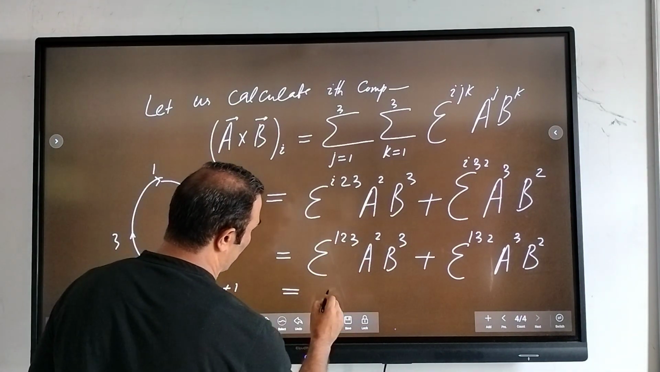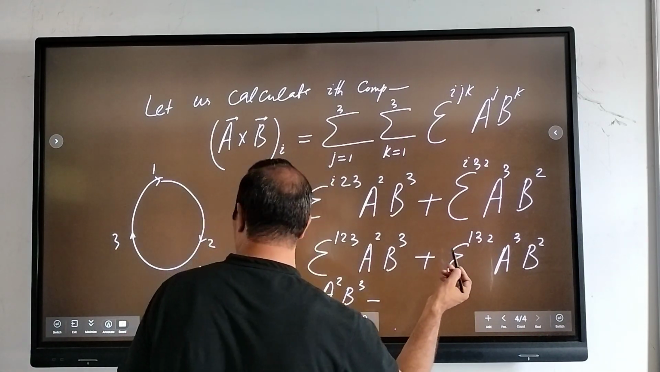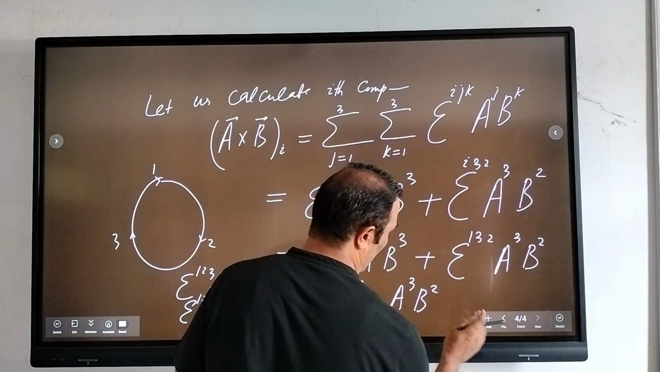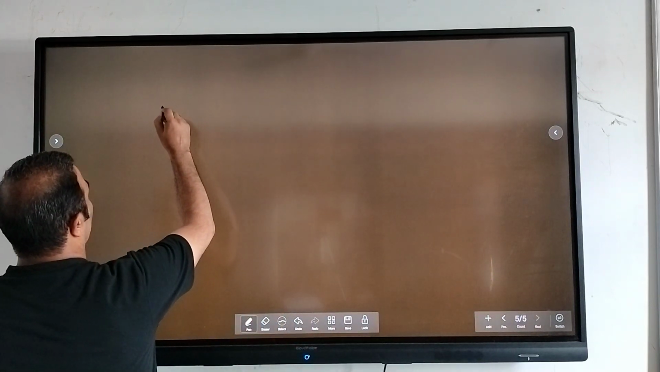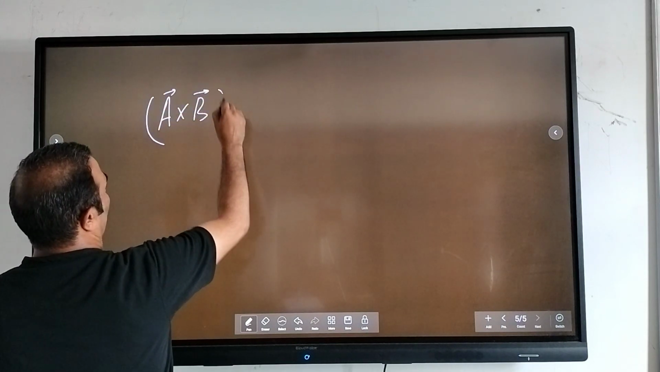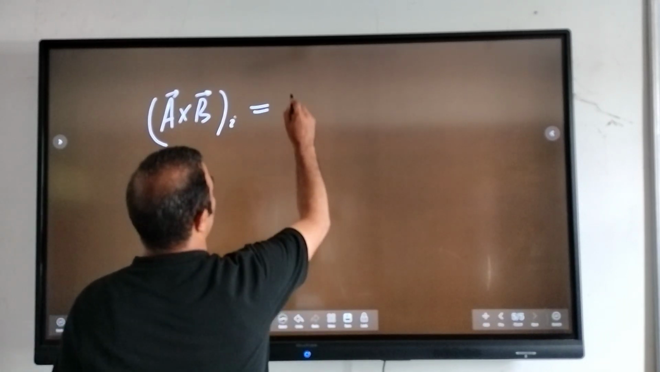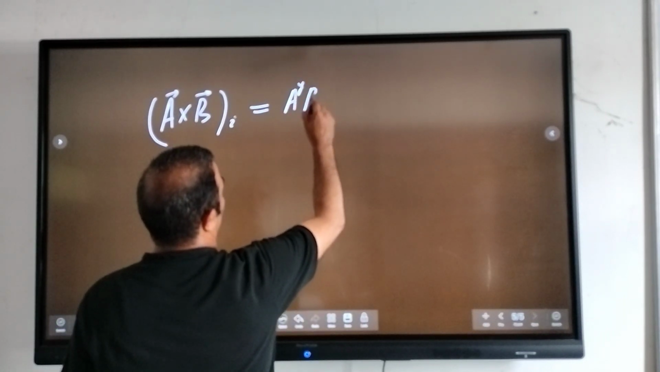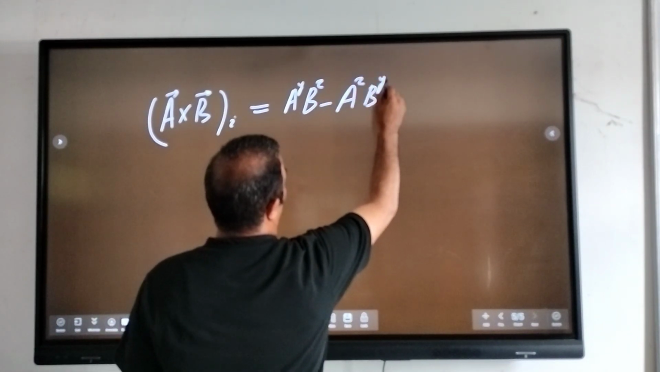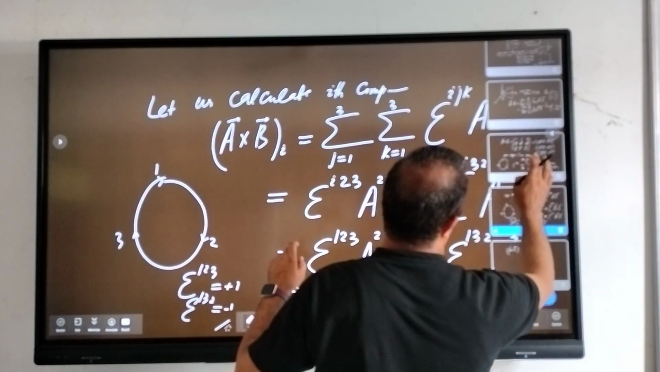So that means this value will be equal to A2 B3 minus, because 1 3 2 will be -1, so A3 B2. So that means we can have that (A cross B) of i will be equal to A2 B3, meaning AyBz minus AzBy. So if you check, this is equal to this one.